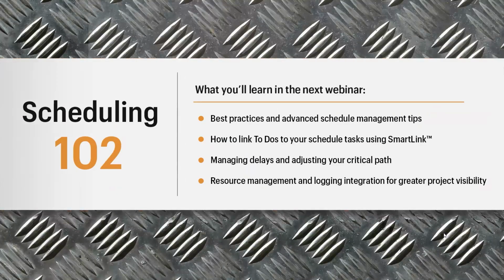This is only the first part of that two-part series, and if you're looking for more advanced topics on scheduling, Scheduling 102 takes place at 12 p.m. Eastern Time on Thursday, September 25th. That is when we will be covering best practices and advanced schedule management tips, how to link to-dos to schedule tasks, managing delays and adjusting critical paths, and resource management and logging integration.